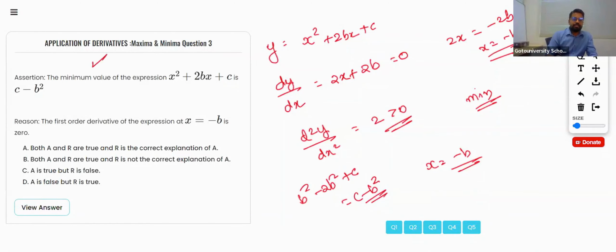That means assertion is correct. What about the reason? The first order derivative of the expression gives x is equal to minus b. So is it related to this question? Yes. That means both the assertion and reason are true, and R is the correct explanation of A.